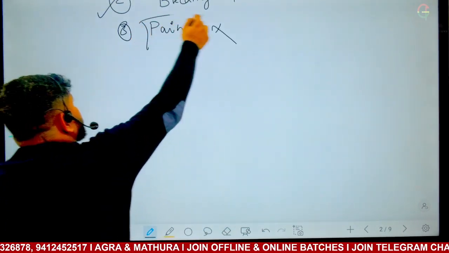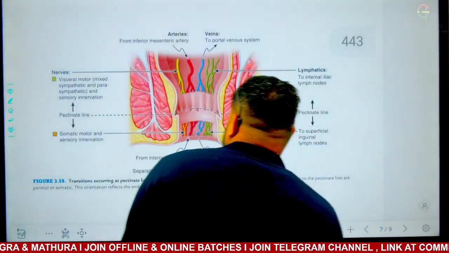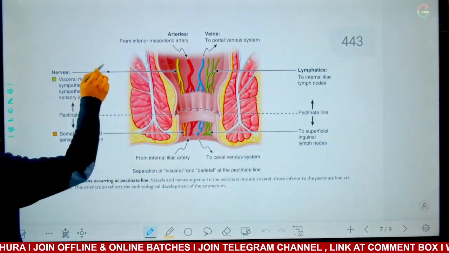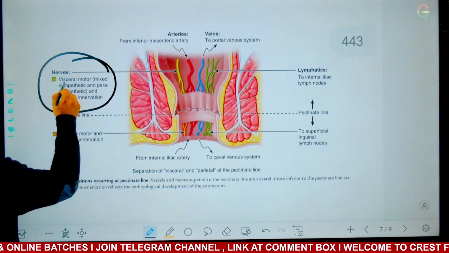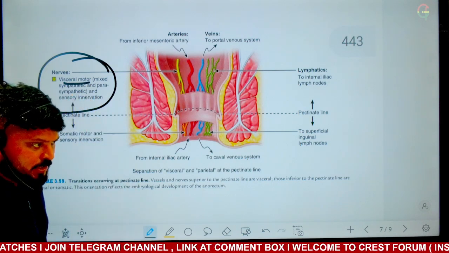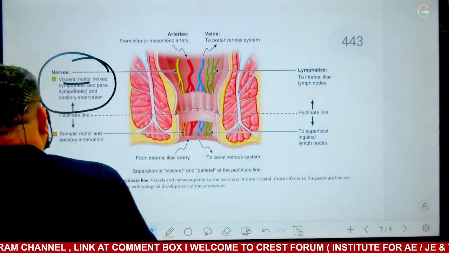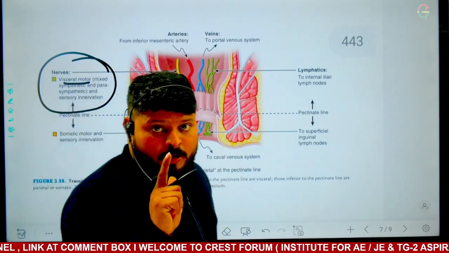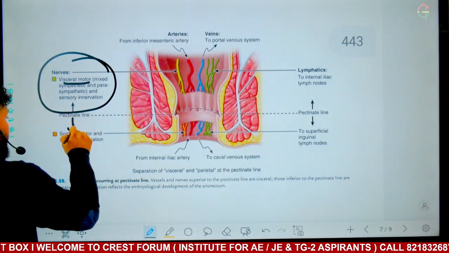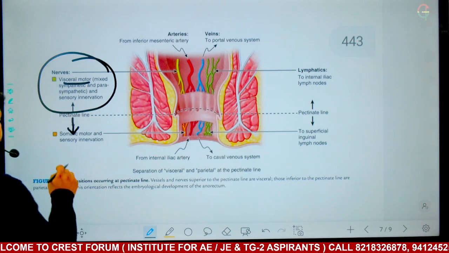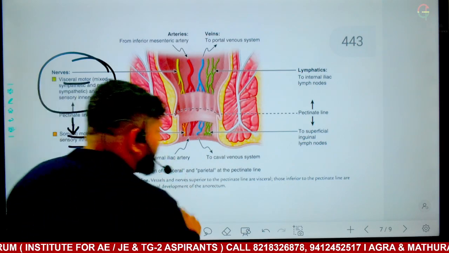Why is it painless? Let's see. As you can see, the nerve supply above the dentate line is from the visceral motor area, which is insensitive to pain. That's why the patient doesn't feel pain when the hemorrhoid is above the dentate line. If the hemorrhoid is below the dentate line, it is supplied by somatic motor sensory innervation.